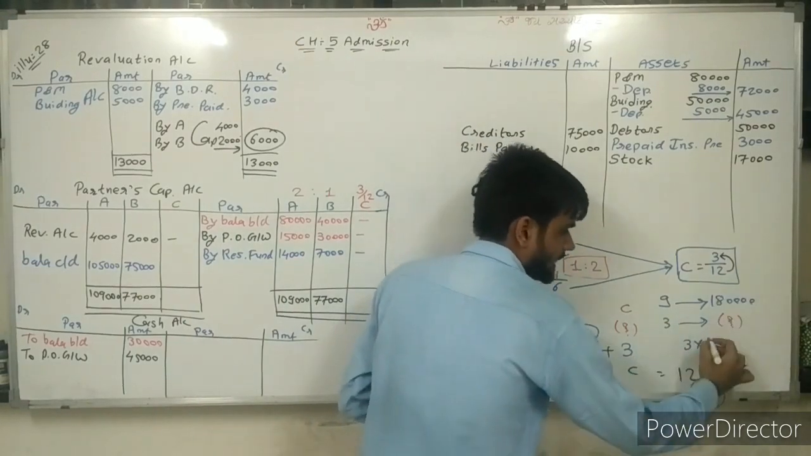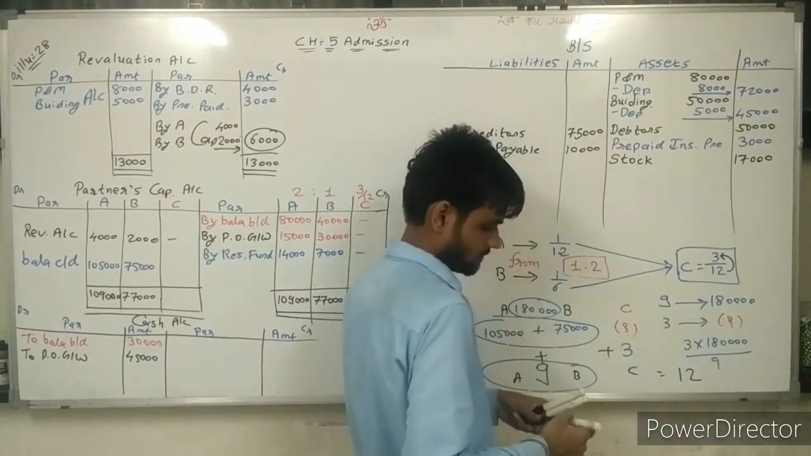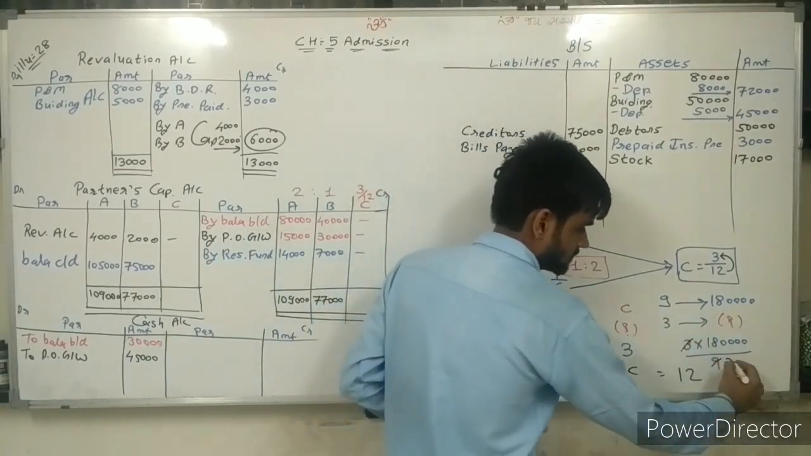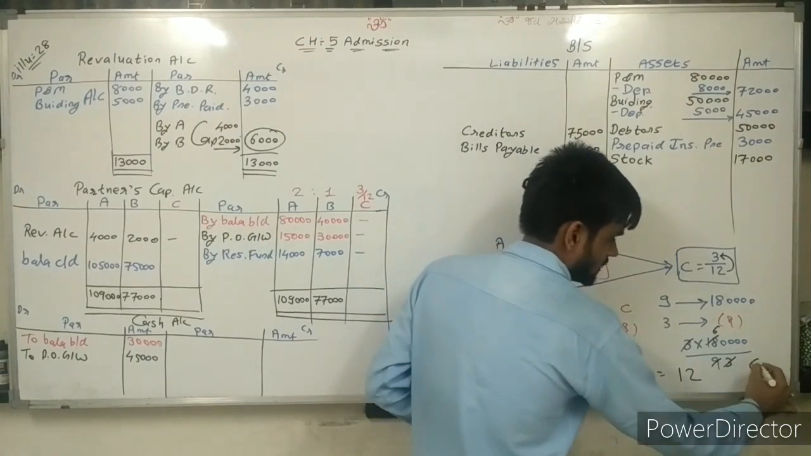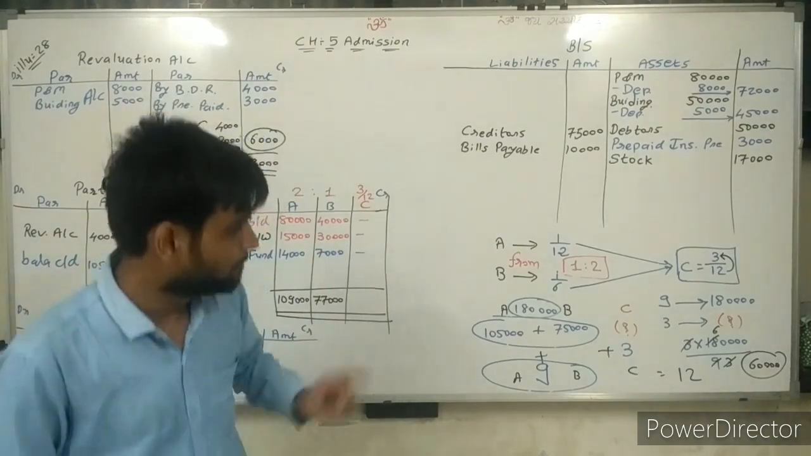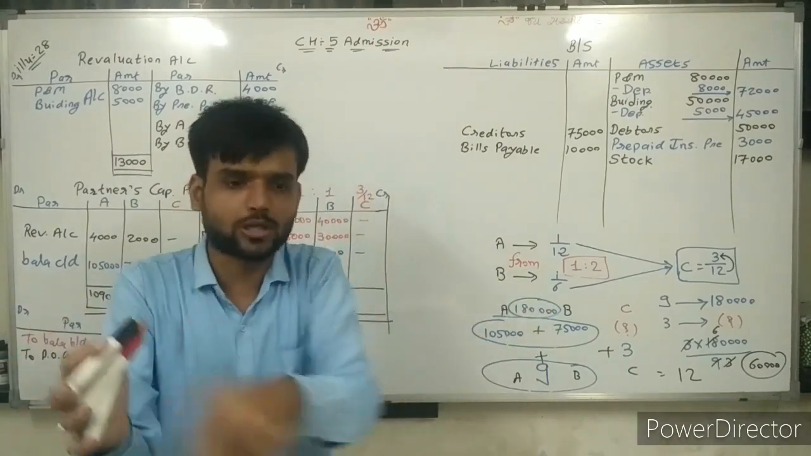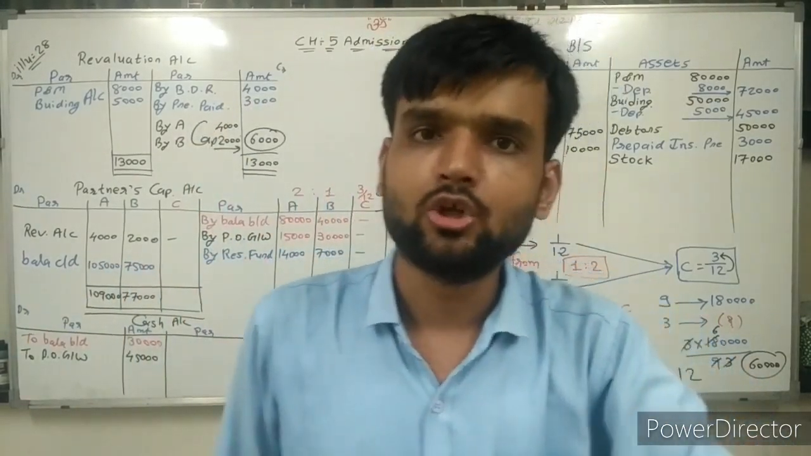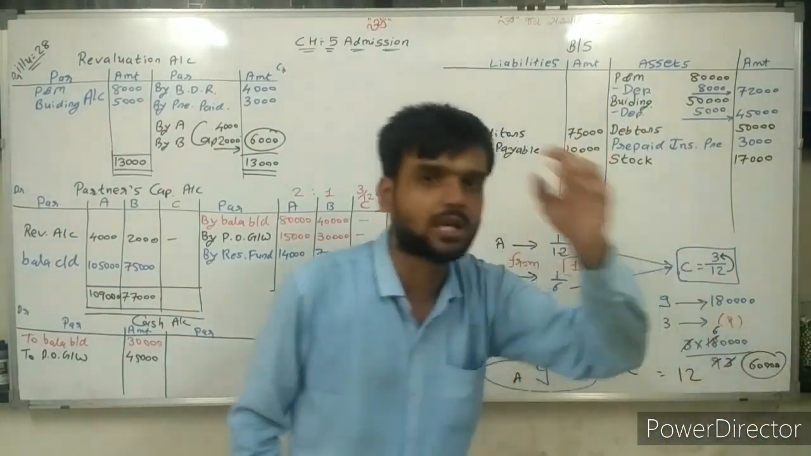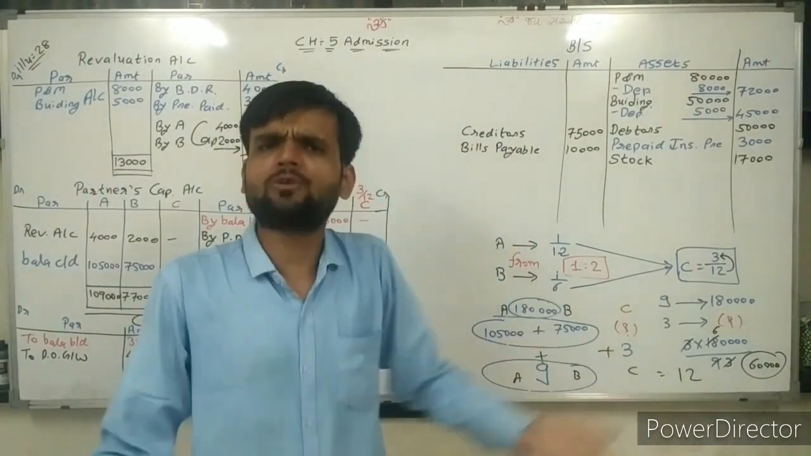3 multiplied by 180, divided by 9. Solve it. We are getting the value for C. So 60,000 rupees is brought in by partner C, because C will bring in his proportion, that is given in adjustment number 2. C will bring proportionate capital. This is the proportionate capital brought in by C. So 60,000 rupees brought in by C. Now we can write easily.